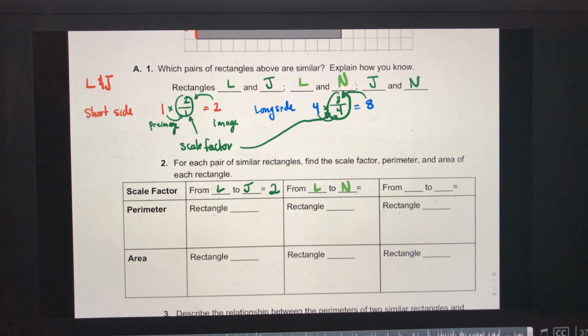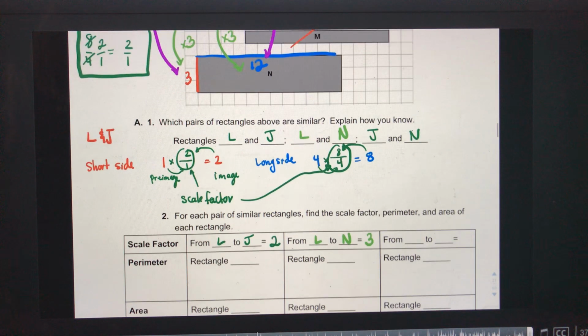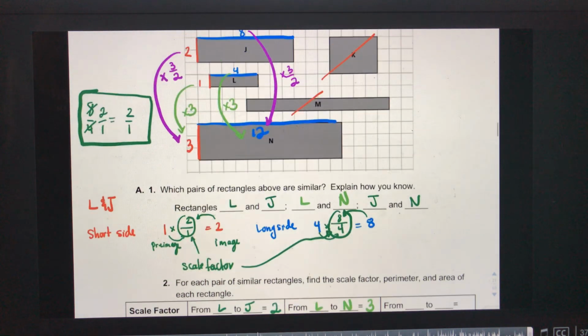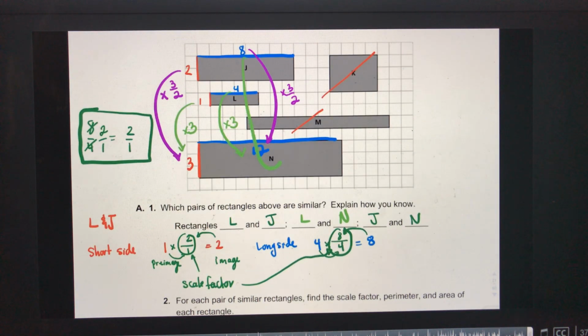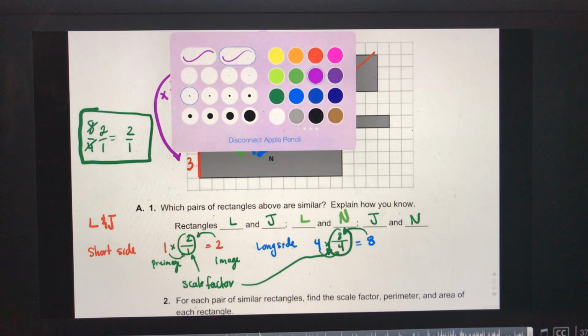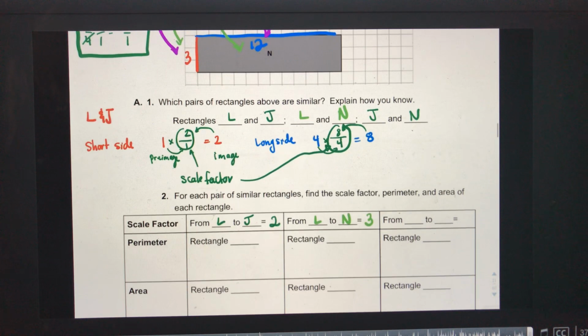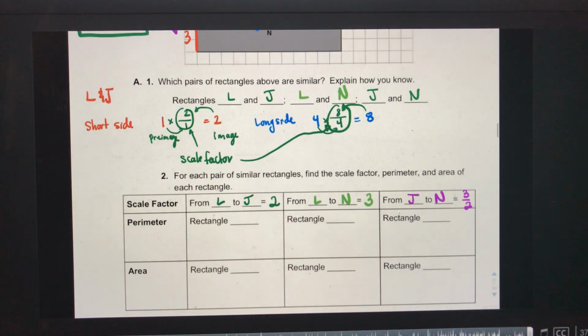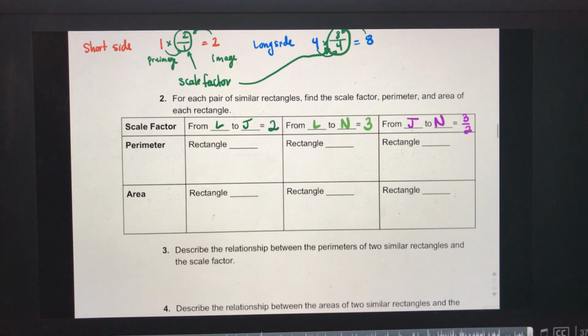L to N, our scale factor was 3, and our last one from J to N, our scale factor was 3 over 2. From J to N, our scale factor was 3 over 2. Okay. So now what we're trying to do is find the relationship of perimeter and area.